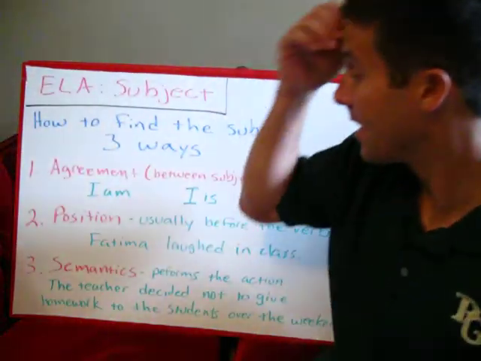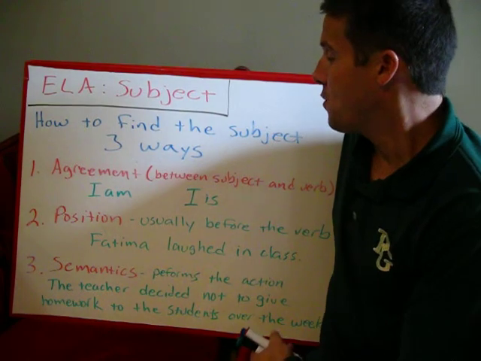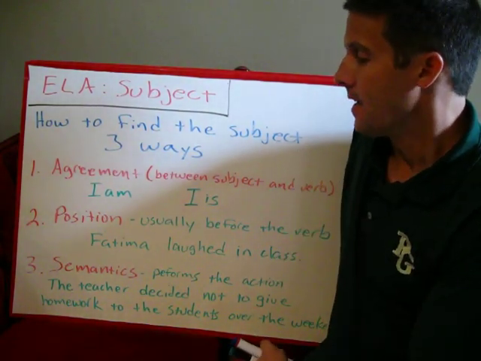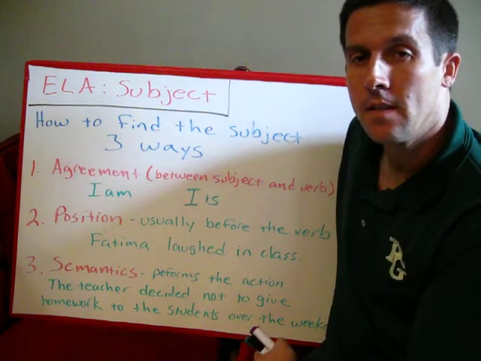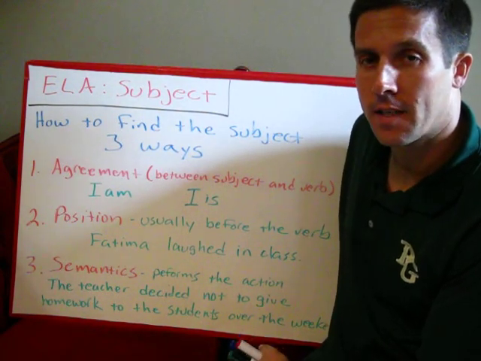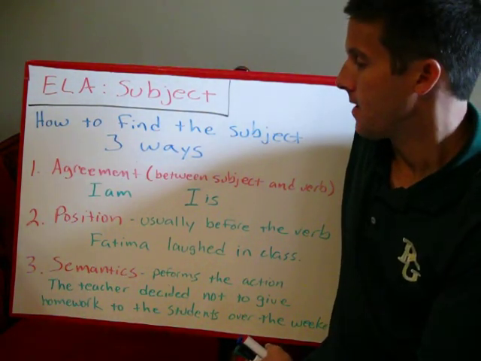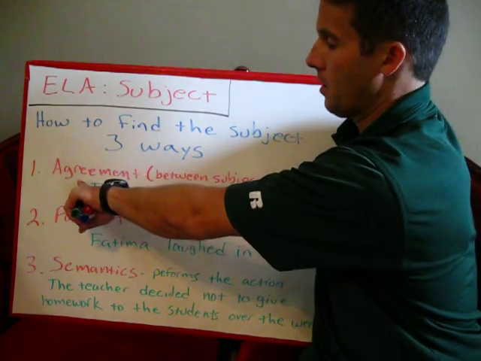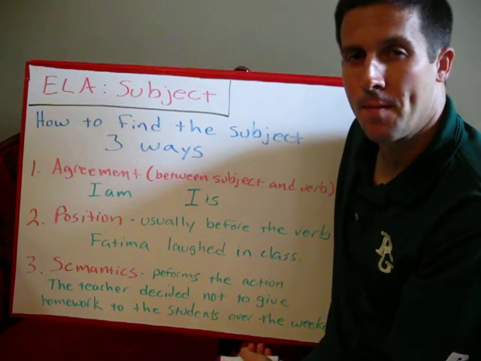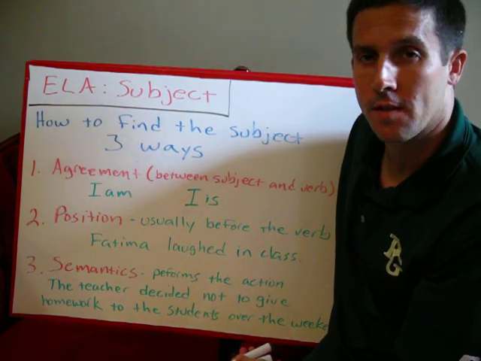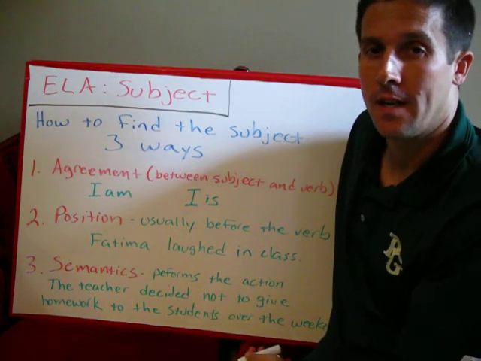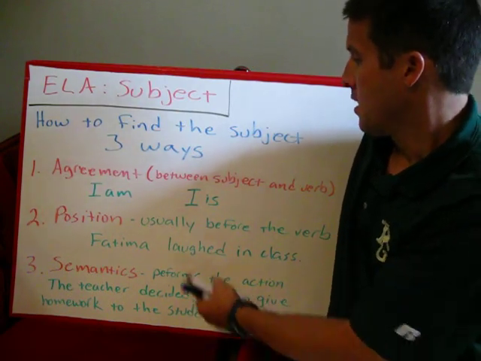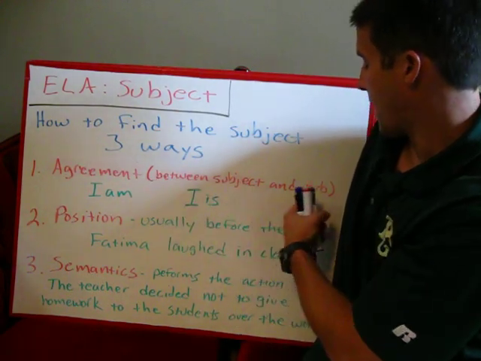Now, how to find the subject in a sentence. Now, there's three ways that you can find a subject in a sentence. Let's go with the first one. We would call it agreement. What does agreement mean? Well, when two people agree on something, that means a deal has been made or something fits. So the agreement is between the subject and verb.